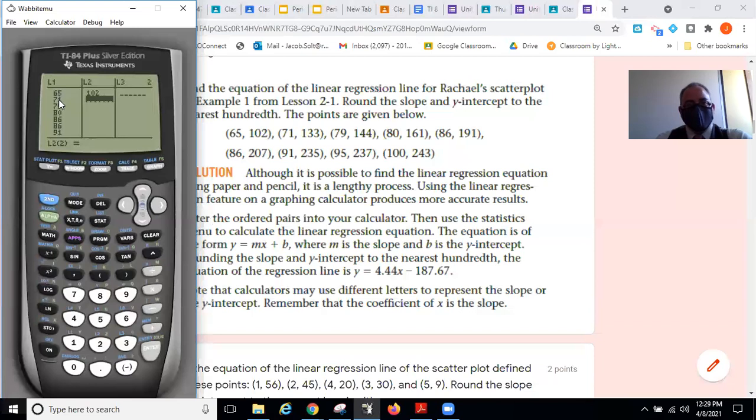Okay, so notice how I put 65, 71. What I'm doing is I'm putting just the first value in each of these ordered pairs in my list 1, right? 65, 71, 79, 80. You see how I'm doing this? I'm putting just the first number of these ordered pairs because these are the X values. I now want to link up these X values with their Y values. So 65 is linked up with 102. 71 is linked up with 133. 79 is linked up with 144. All right, so I'm entering the data like that. I'm entering all my Y values.